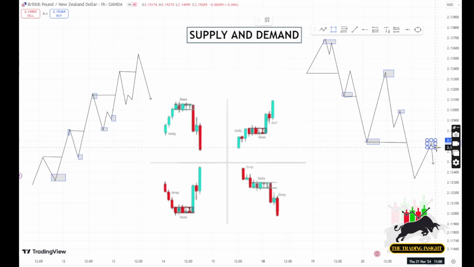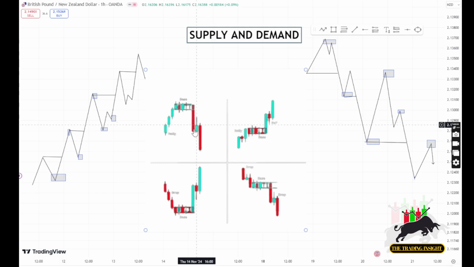This is another supply zone, and this is our demand. So the same thing is applicable to this image here. Look at this, this is our supply zone, and then this is our demand zone.